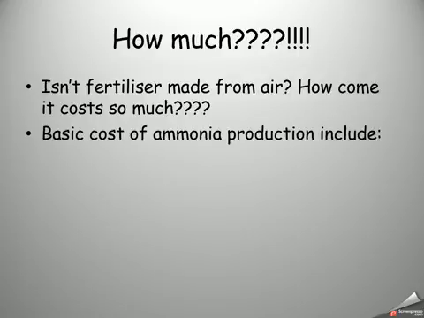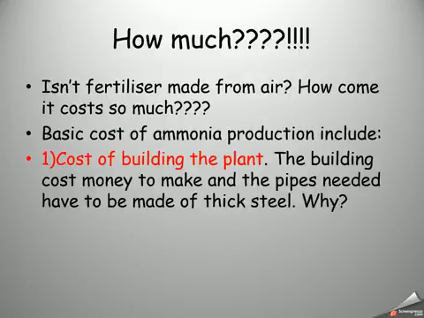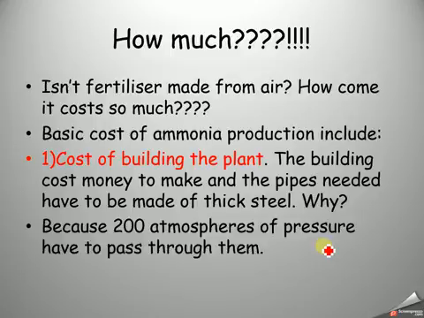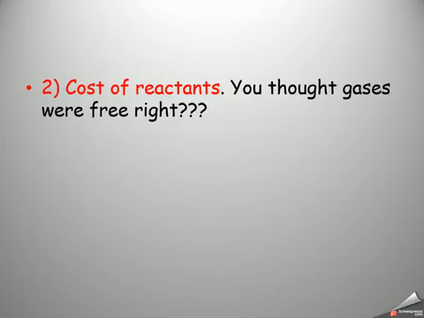Because the basic costs of ammonia production include, number one, and these are all things that you need to know what they're paying for, to make the vessel go together, the actual building of the plant. So the cost of building the place is going to cost a lot of money, and you need pipes that are really thick steel. Why? Because it's under a lot of pressure. That's why you need really, really thick pipes, because 200 atmospheres of pressure have to pass through them, and if you use thin pipes, which is cheaper, the pipes will burst. That's no good. Nobody wants that.